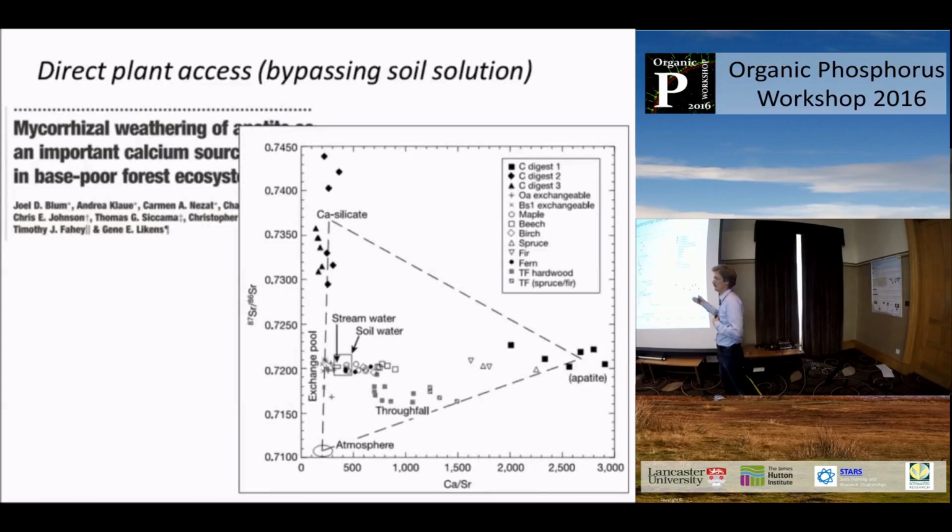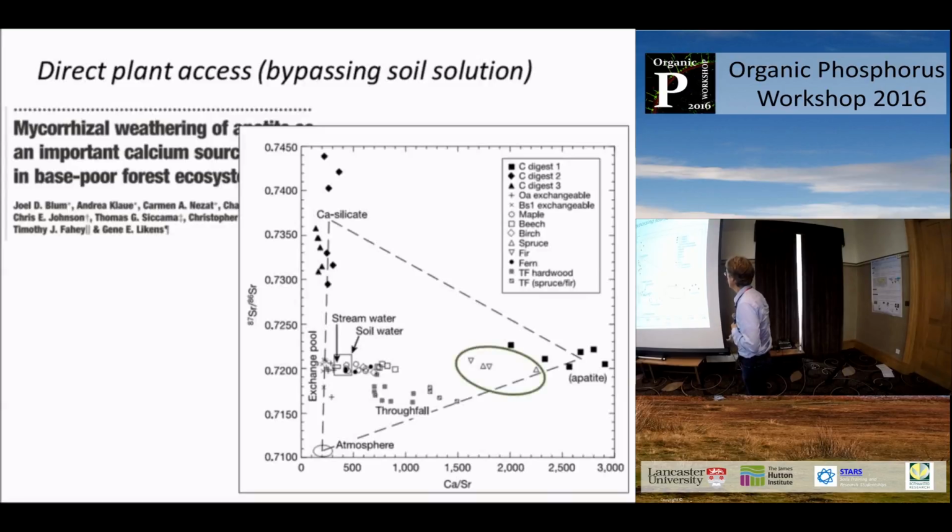And apatite has, of course, calcium, and it weathers much faster than other calcium minerals, so it can be a potential source. And the work was based on measuring calcium-strontium ratios and strontium isotope ratios in different soil fractions, in tree leaves, through fall, through the canopy.